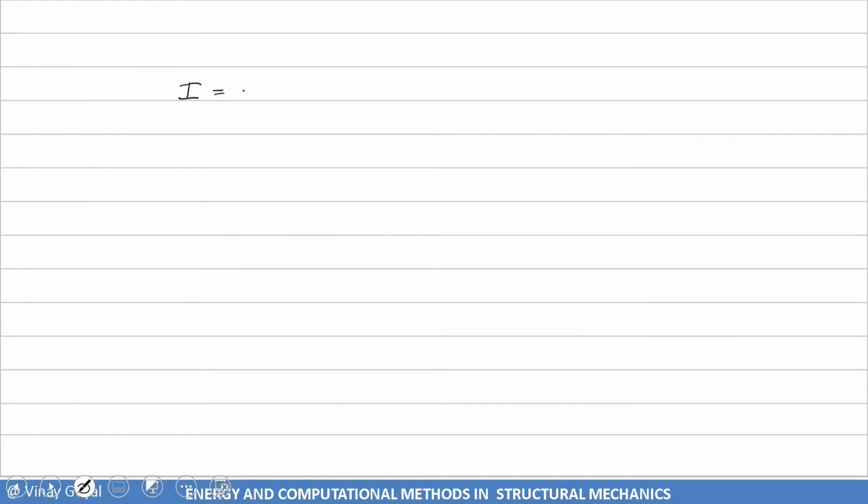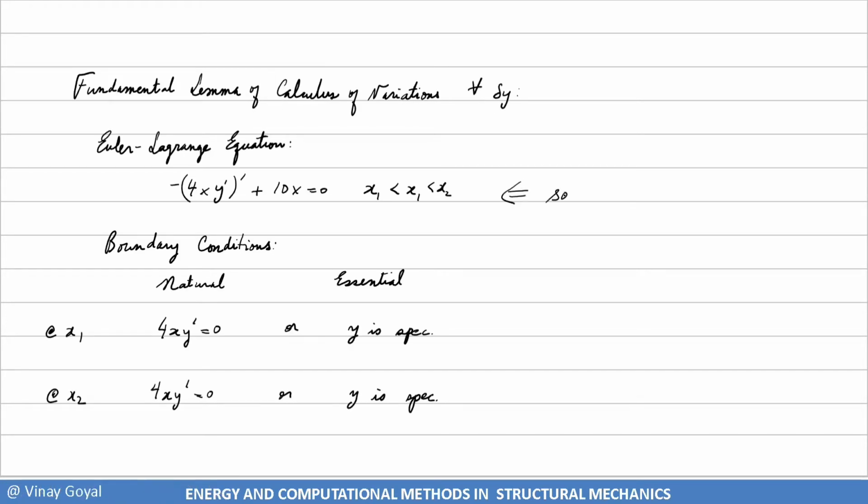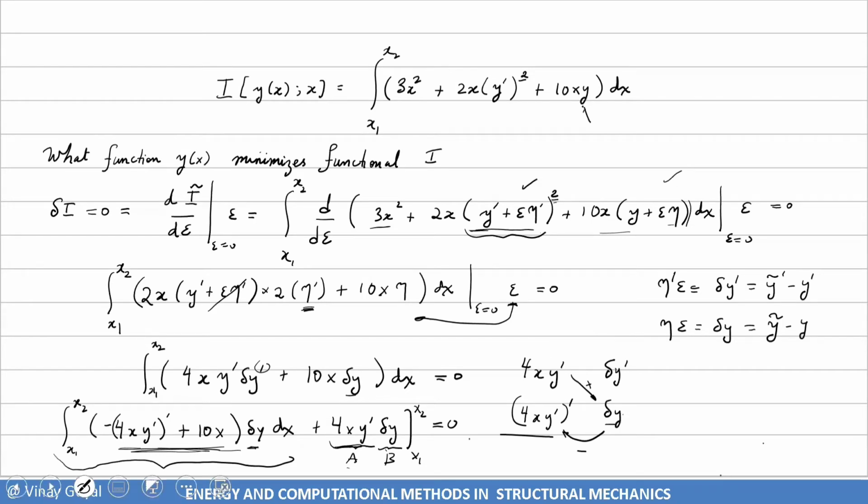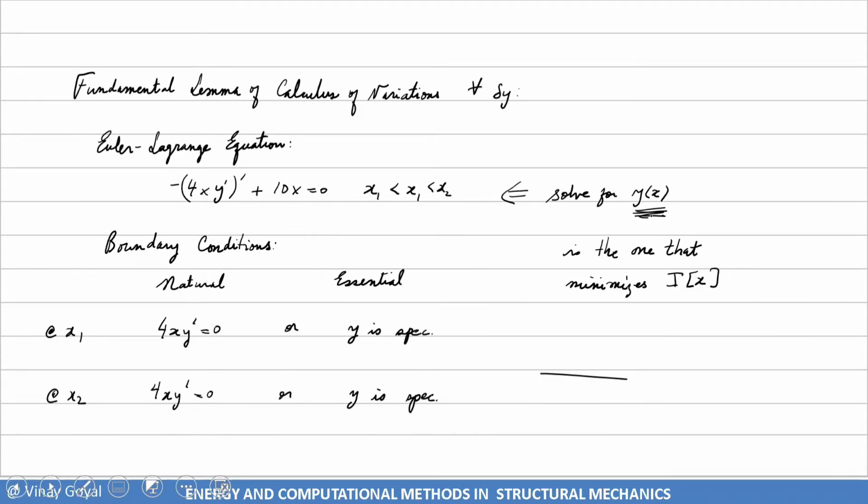So I have I equals the integral from x1 to x2 of 3x squared plus 2xy prime squared plus 10xy dx. And I want to find the function. By the way, if I solve this for y, this function y is the one that minimizes I, meaning if I were to choose any other function y and just plug it in there, I would get a number greater than if I were to substitute the real solution to this governing equation. Very powerful idea, okay? It could either minimize or maximize.